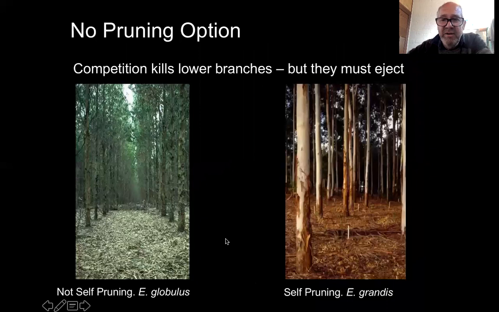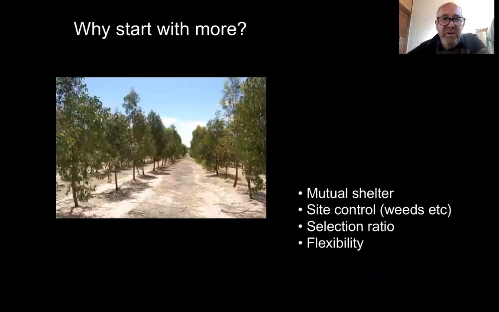So these areas here where the natural pruning of the lower branches has occurred, people get excited about this, but as soon as you space these trees out to get diameter at an early age, you're not going to get the self-pruning that you might want.